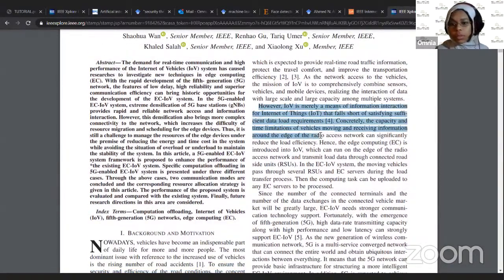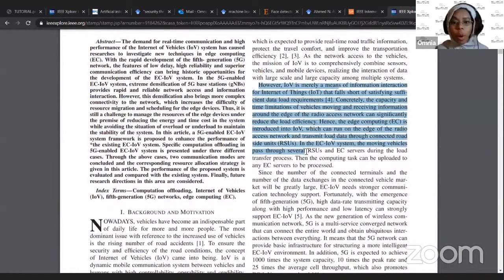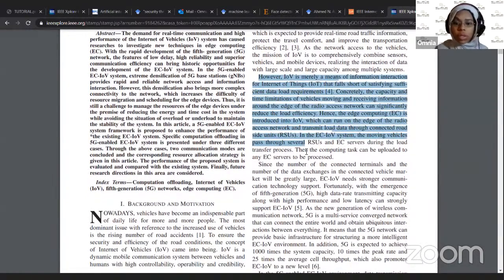Then this paper started to talk about the data load, as you can see here. We will notice that the first paragraph only talked about the introduction, about the general topic of IOV and why IOV is important. Then it started talking about the problems, a specific problem in the IOV world.